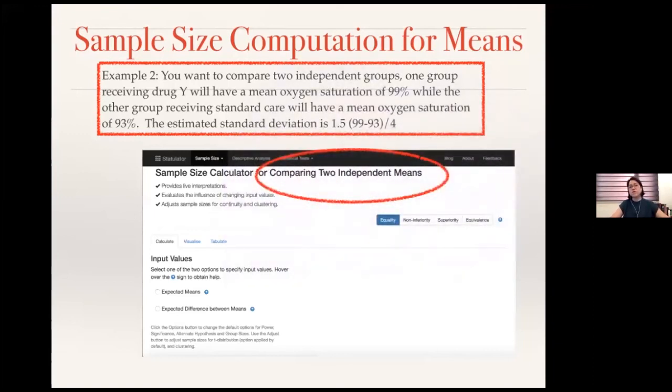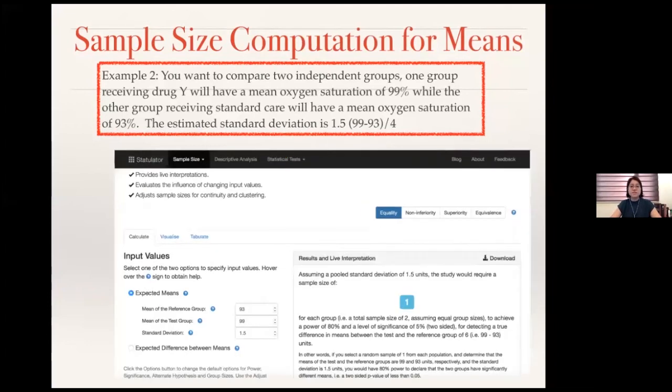So you choose the equation for comparing two independent means. And then you click on expected means because you already have the expected means. So if you look here, the mean of the reference group, which is standard care, is 93. The mean of the test group is 99. And the standard deviation is 1.5. And look, you only need 1.